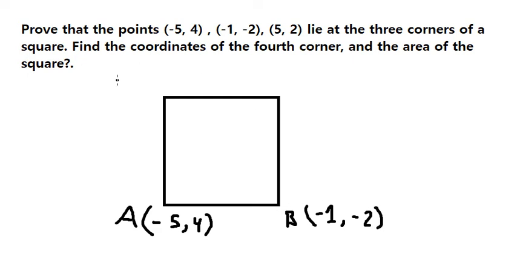And the point C, that is about 5, 2. So on the question, we need to find the coordinates of the fourth corner, that is D. And then we need to find the area of the square. So now I want to show you how to answer. The first thing we need to prove is that the points lie at three corners of the square.